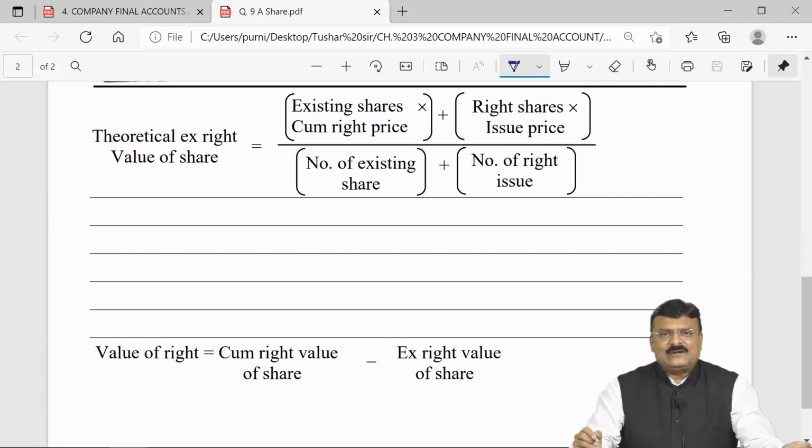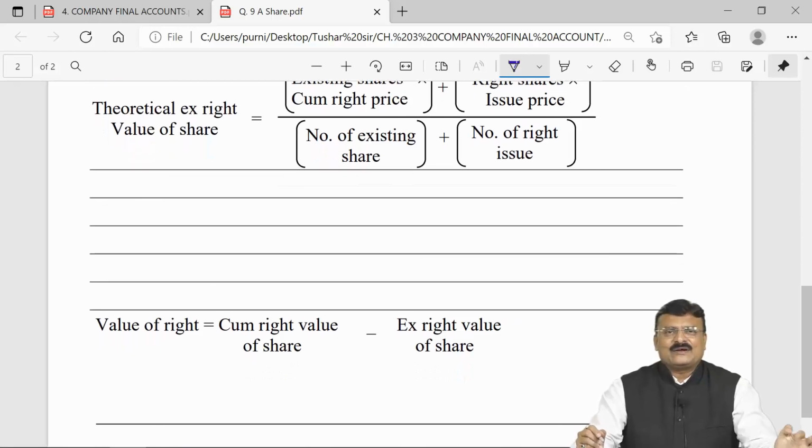Theoretical ex-right value of share. How to find ex-right value? Existing shares into cum-right price. Cum-right price means the market price of the share operating before right offers, plus right shares into the issue price of the right shares, divided by number of existing shares plus number of right shares. Something like a statistical formula: P1Q1 plus P2Q2 divided by Q1 plus Q2. That will give you the ex-right value, and then the value of right is nothing but cum-right value minus ex-right value.